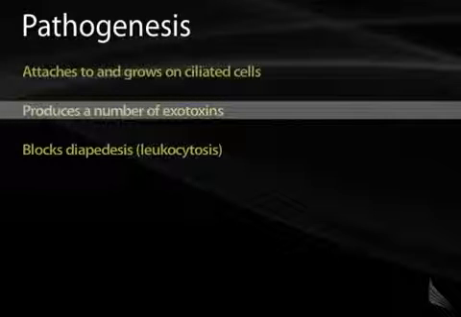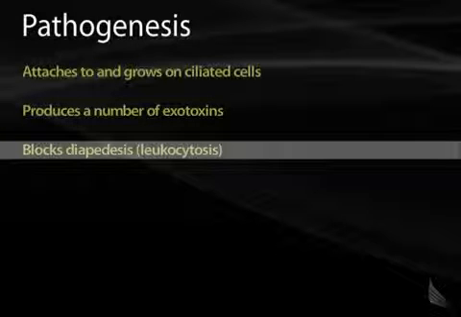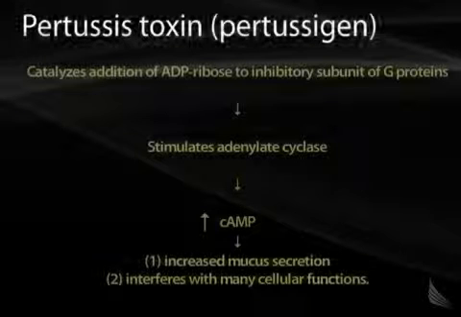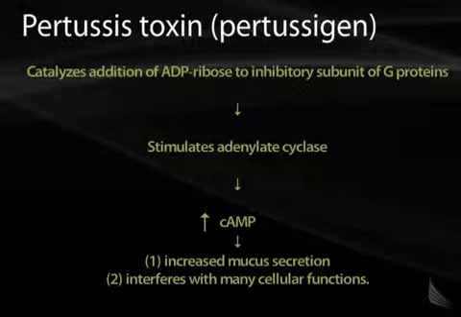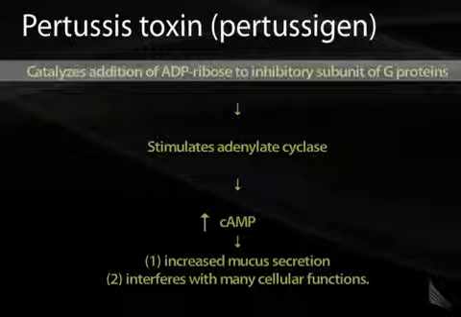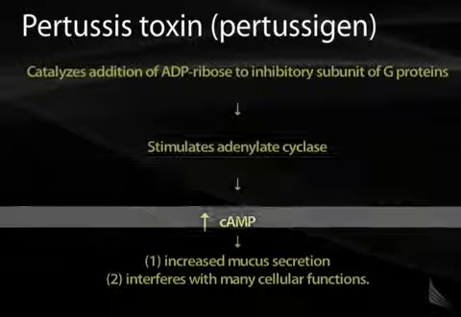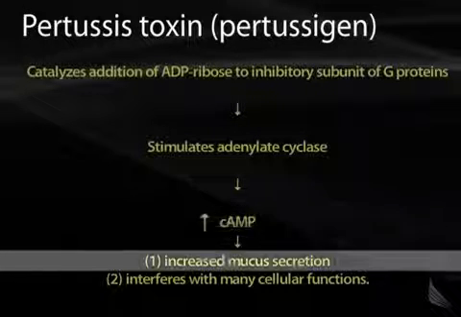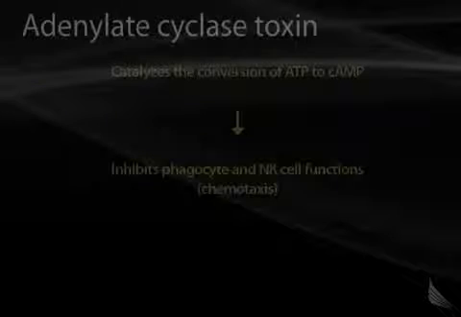It produces a number of exotoxins, which block diapedesis or leukocytosis, which is the human immune response to get the bacteria. This toxin is high yield for USMLE Step 1, and you'll need to know how it works. It catalyzes the addition of ADP ribose to the inhibitory subunit of G proteins. This stimulates adenylate cyclase, increases the amount of cyclic AMP, increases mucus secretion, and interferes with many cellular functions.